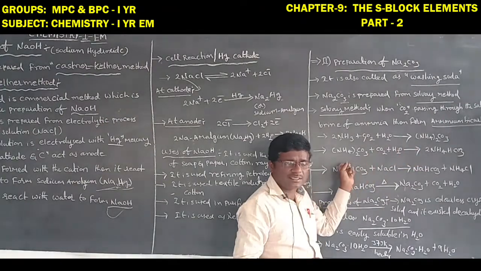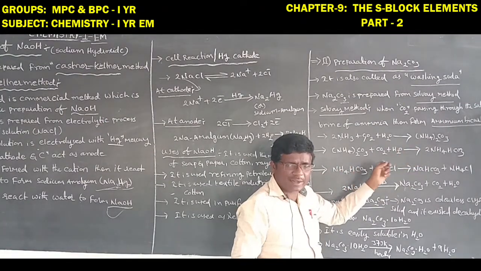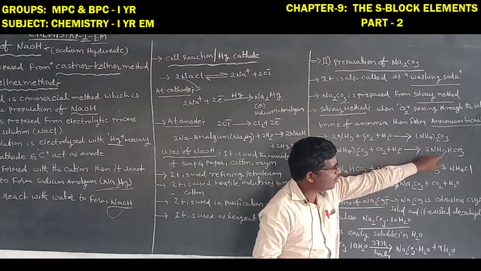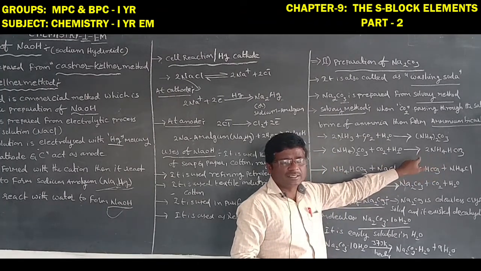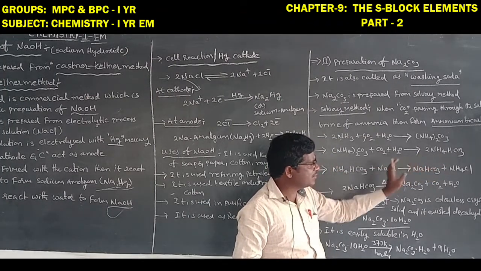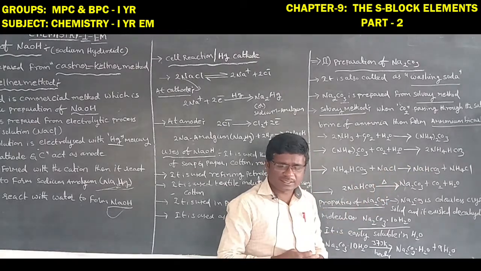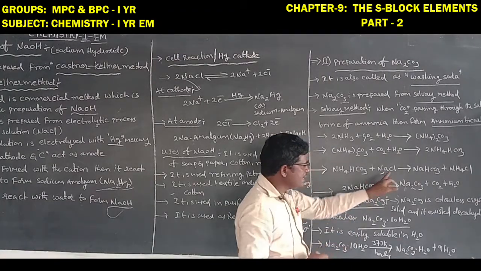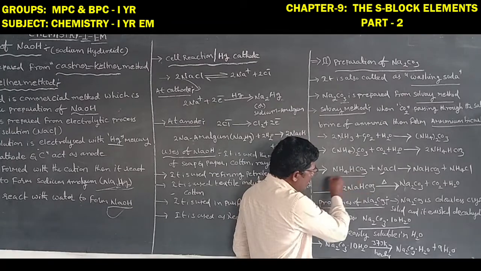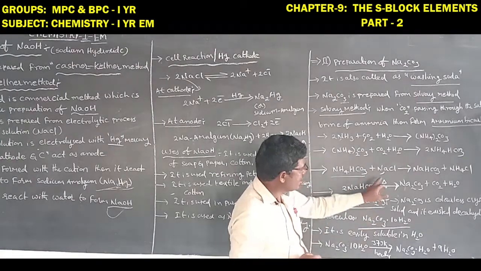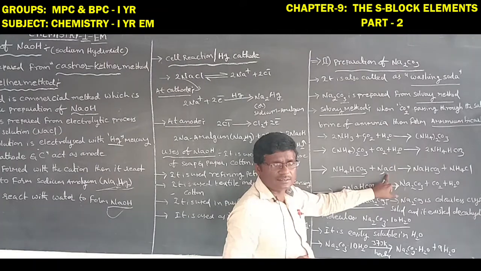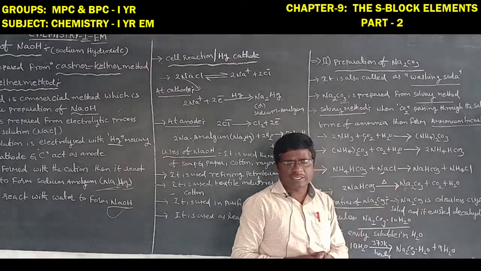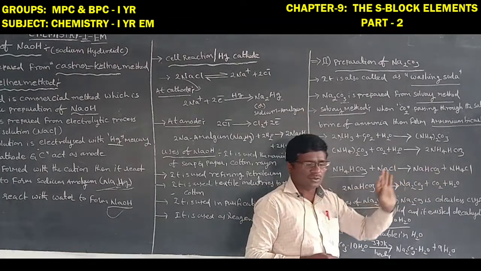In the second process, ammonium carbonate combines with carbon dioxide in the presence of water to form ammonium bicarbonate, NH4HCO3. Next, in the third step, ammonium bicarbonate is treated with the brine solution, NaCl or common salt, to form sodium bicarbonate, and ammonium chloride is formed as the remainder.